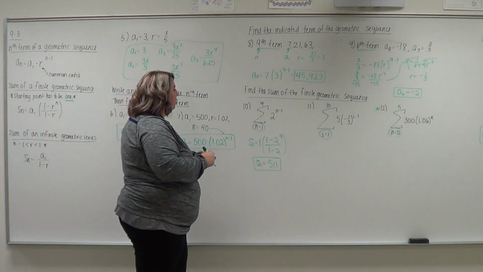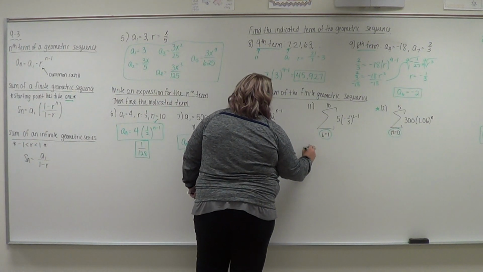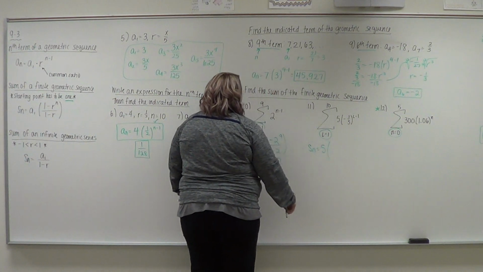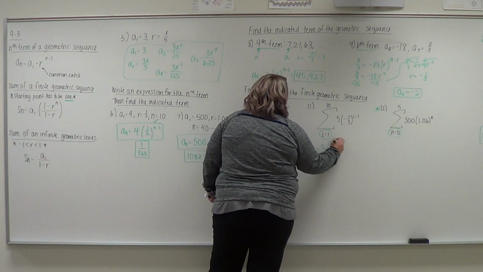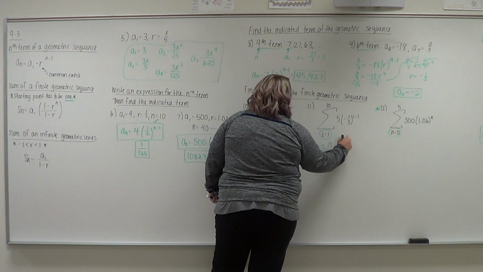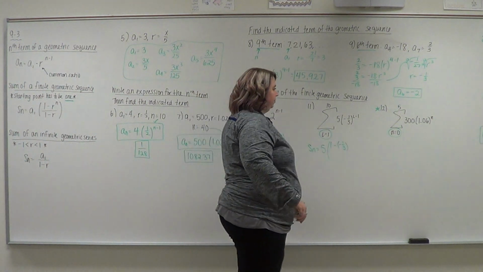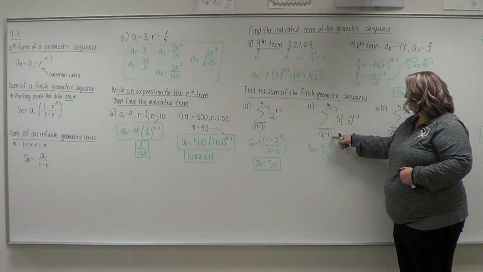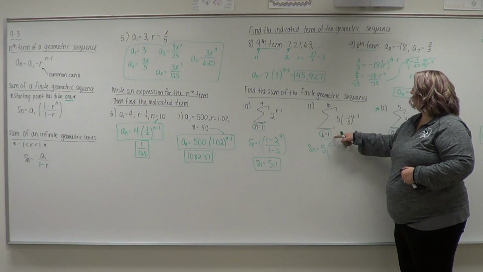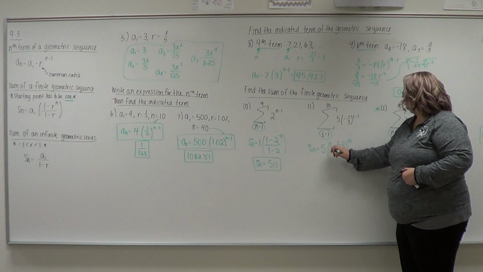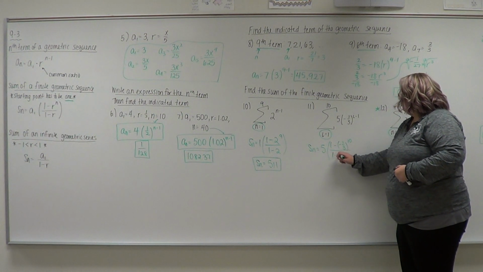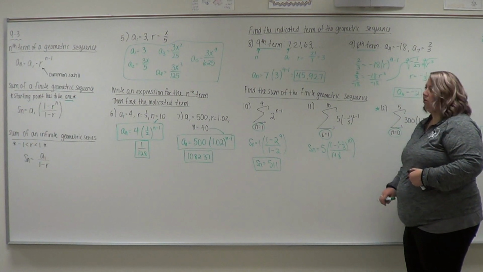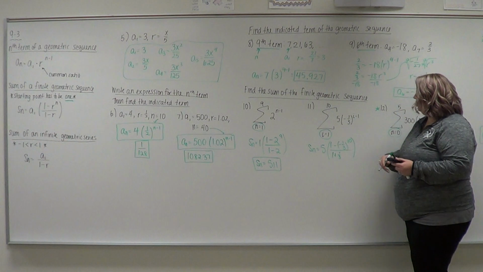Okay, we'll do the same thing on number 11 because the starting point is 1. So my A1 here would be 5. Then I'd have 1 minus, my R is negative 1/3, to the N. 10 minus 1 plus 1. So 10 minus 1 is 9, plus 1 is 10. Over 1 minus negative 1/3, which will turn into 1 plus 1/3. Same thing, you have to figure this out first.